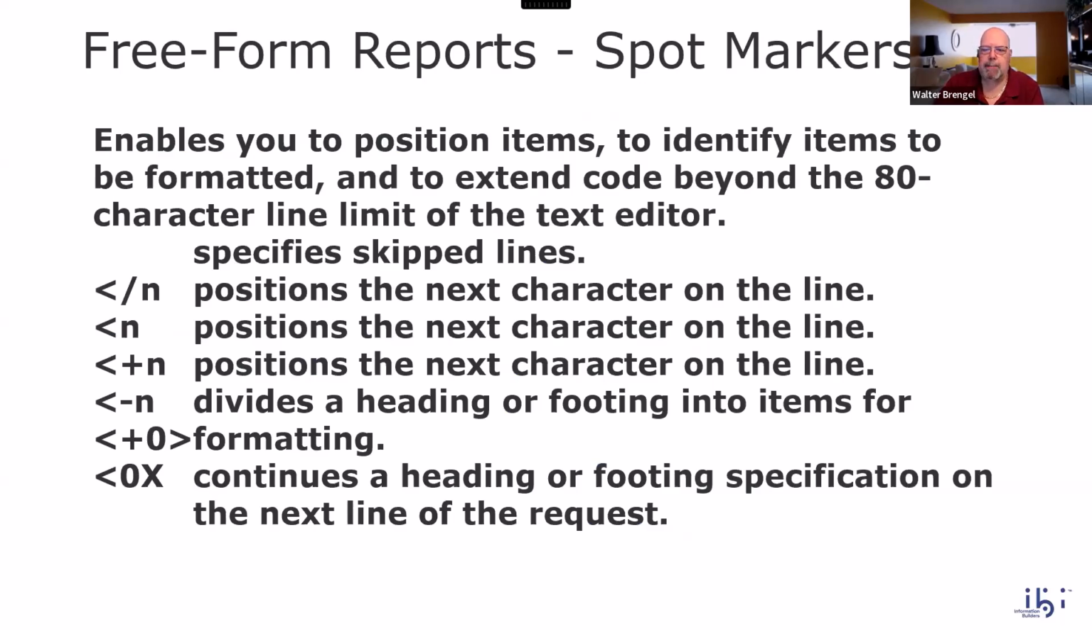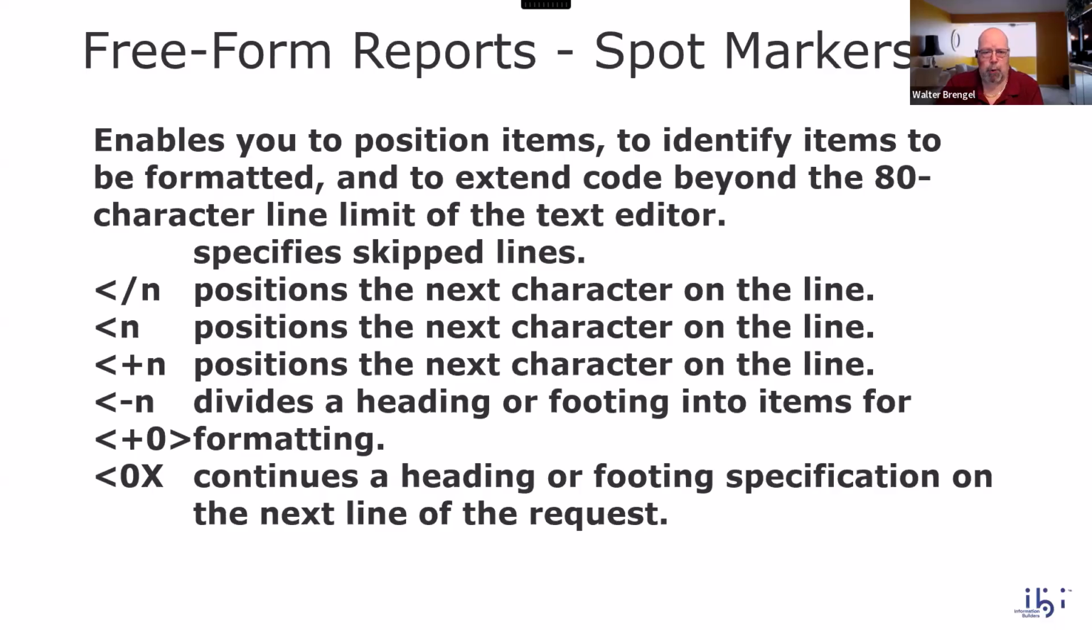So the real power comes into spot markers for positioning. So if I say less than sign 5, I'm going to start in column 5. If I put +5, it's going to start 5 positions after the previous field. -N goes to the left, so you can go back and forth within the line. +0 is if I want to have multiple formatting on the same line.